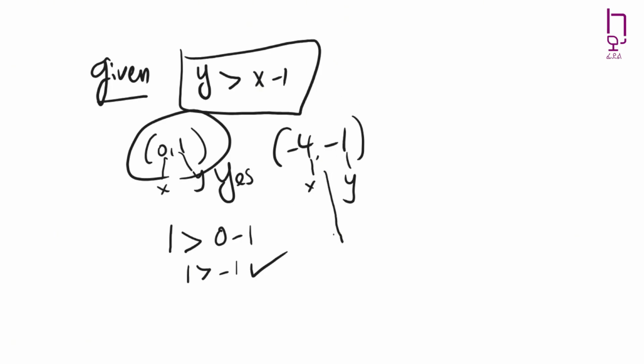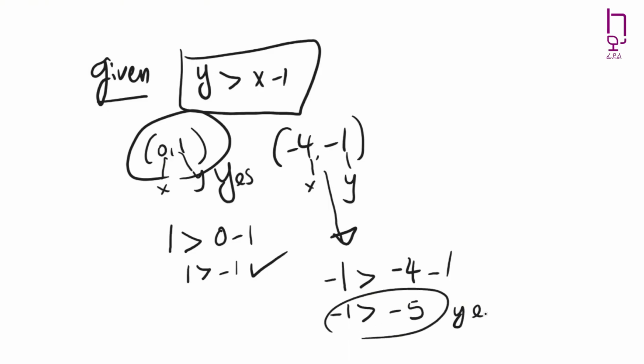For the second pair, x is minus 4, right? y is minus 1. So minus 1 is greater than minus 4 minus 1. So minus 1 is greater than minus 5. Again, this is correct, right? Yes, minus 1 is greater than minus 5. So the answer is yes. These coordinates are part of our solution for this inequality. So both are correct. Now let's look at question 3.